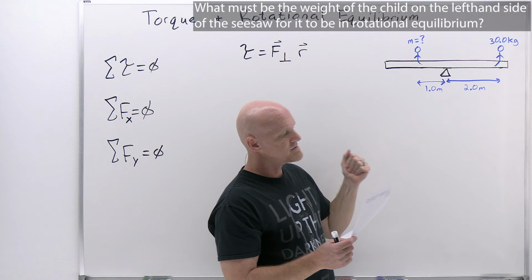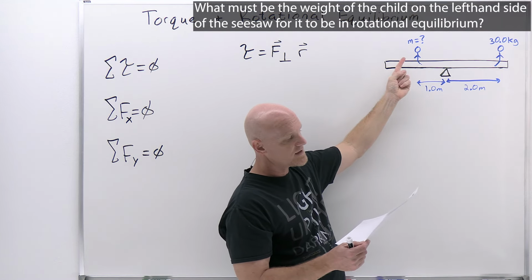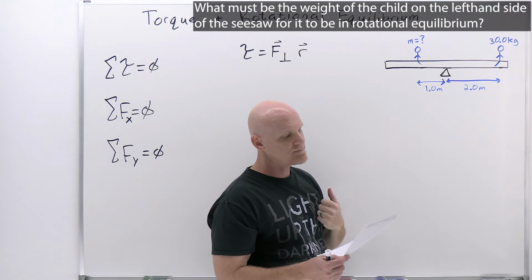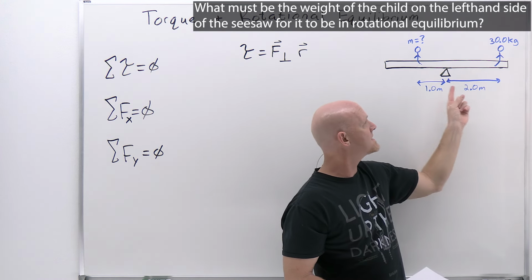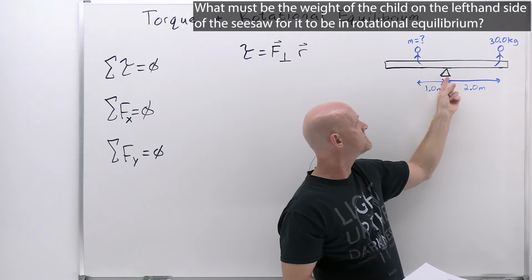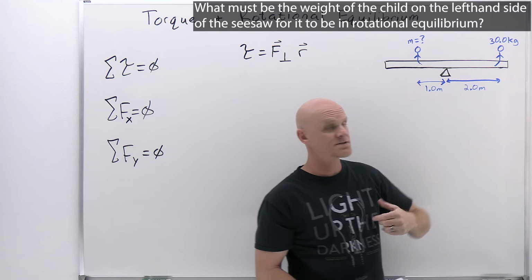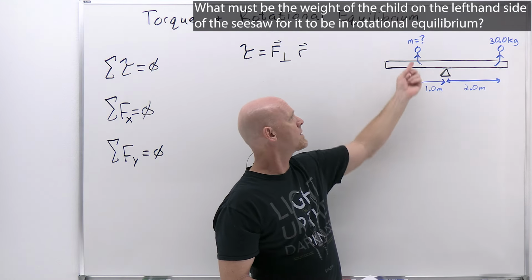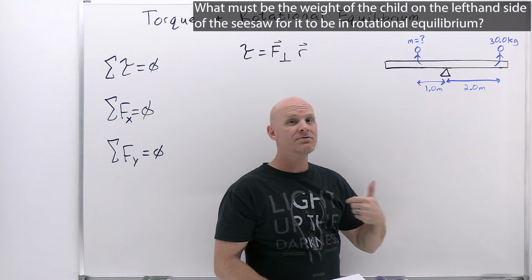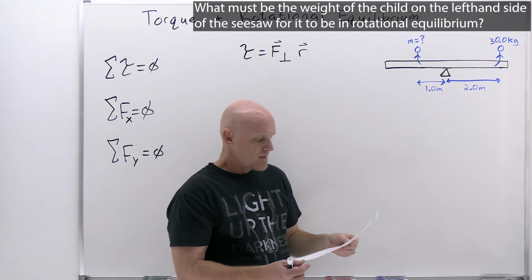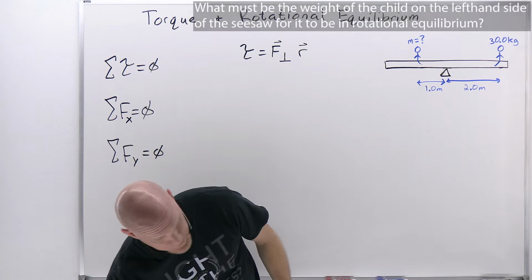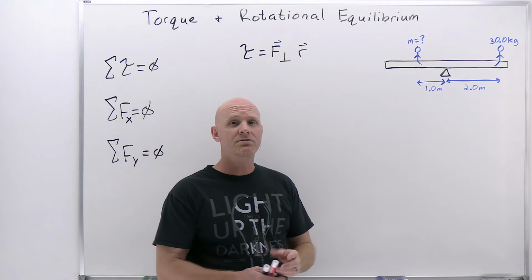What must be the weight of the child on the left-hand side of the seesaw for it to be in rotational equilibrium? So we've got a child on the right-hand side, 2 meters to the right of this fulcrum, who has a mass of 30.0 kilograms. And we want to know what's the mass of the child on the left if this system, the seesaw, is in rotational equilibrium.